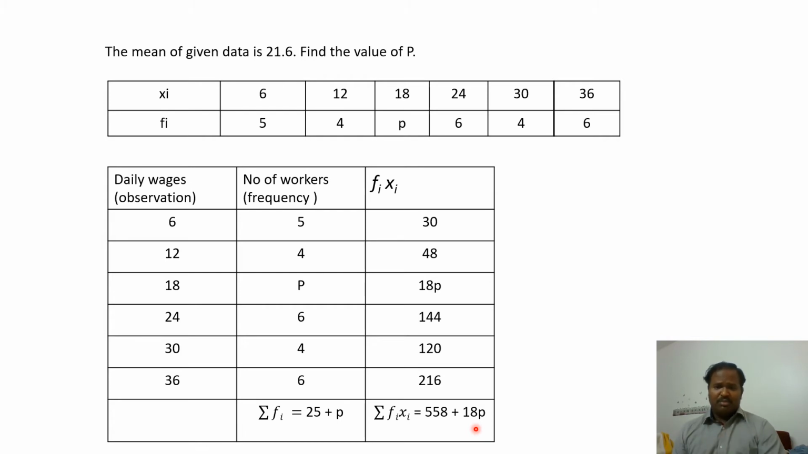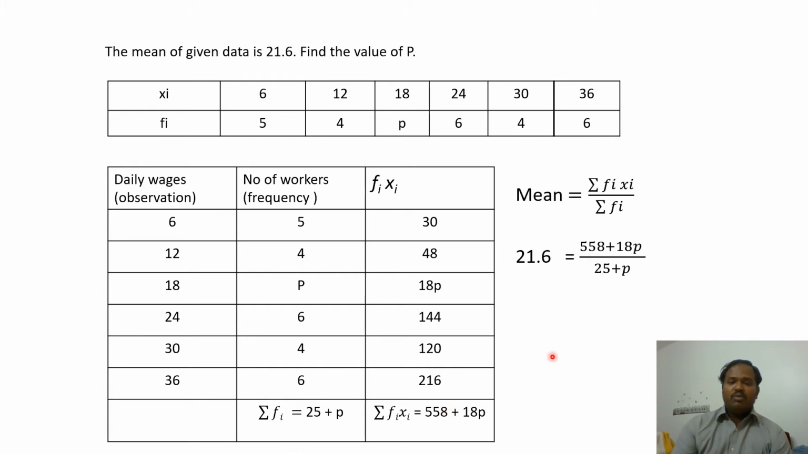So that's your sigma fx. Now look at the sigma f. Here there are many numbers: 5 numbers and one variable. The one variable cannot be added because it's unlike them. So when you put everything together, you get 25 plus p, and then the sigma fx is 558 plus 18p.